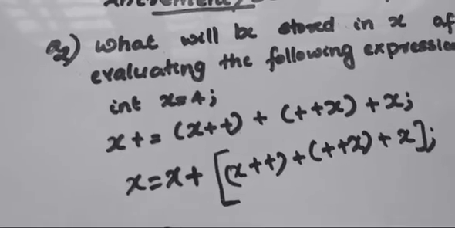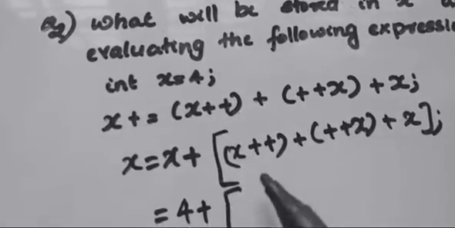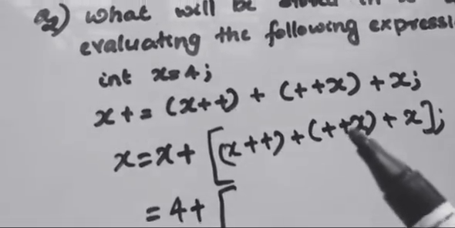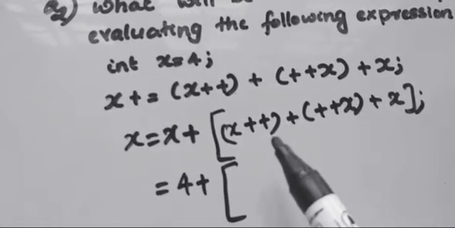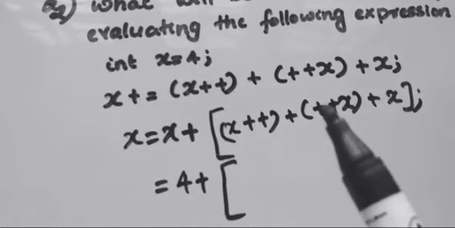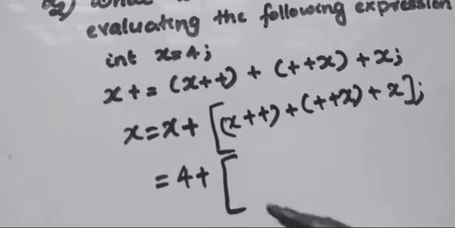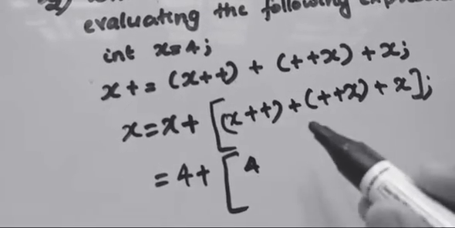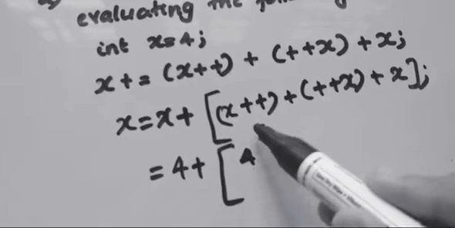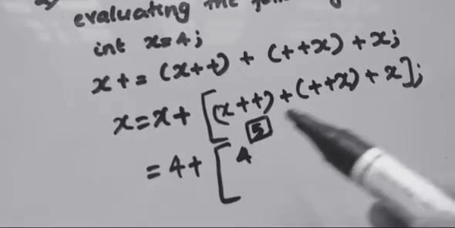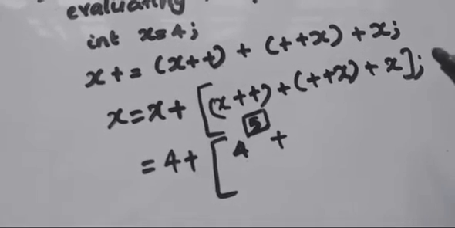Okay, so what is the value for first? 4. 4 plus, then what is the first thing? x++. So it is increment operator. So what type of increment? It is post increment. So what is the thing we want to do? That is first use, then increment. So first we are using the value. So what is the value? First we used, then increment. Okay, so we have incremented the value by 1. That is, it's 5. That goes to computer memory. Okay, ++x.